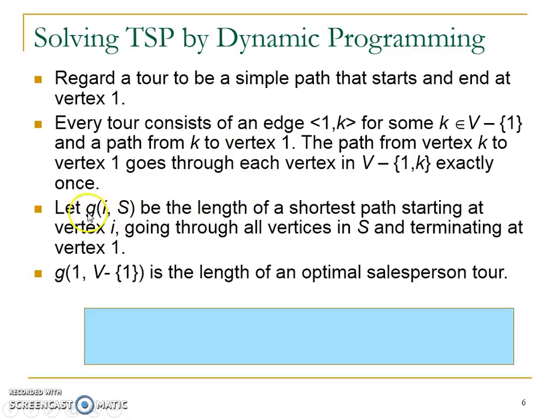If I take the cost of the path to be G as a function of I and S, wherein I is the starting vertex, and S is the set which consists of all the vertices which are to be visited from I, and we have to go back to vertex 1. So let G of I, S be the length of a shortest path starting at vertex I, going through all the vertices in S and terminating at vertex 1, because we said we have to start at vertex 1. And then G of 1 comma V minus 1 will be the length of the optimal salesperson tour, because as I said, we expect the starting vertex to be vertex 1.